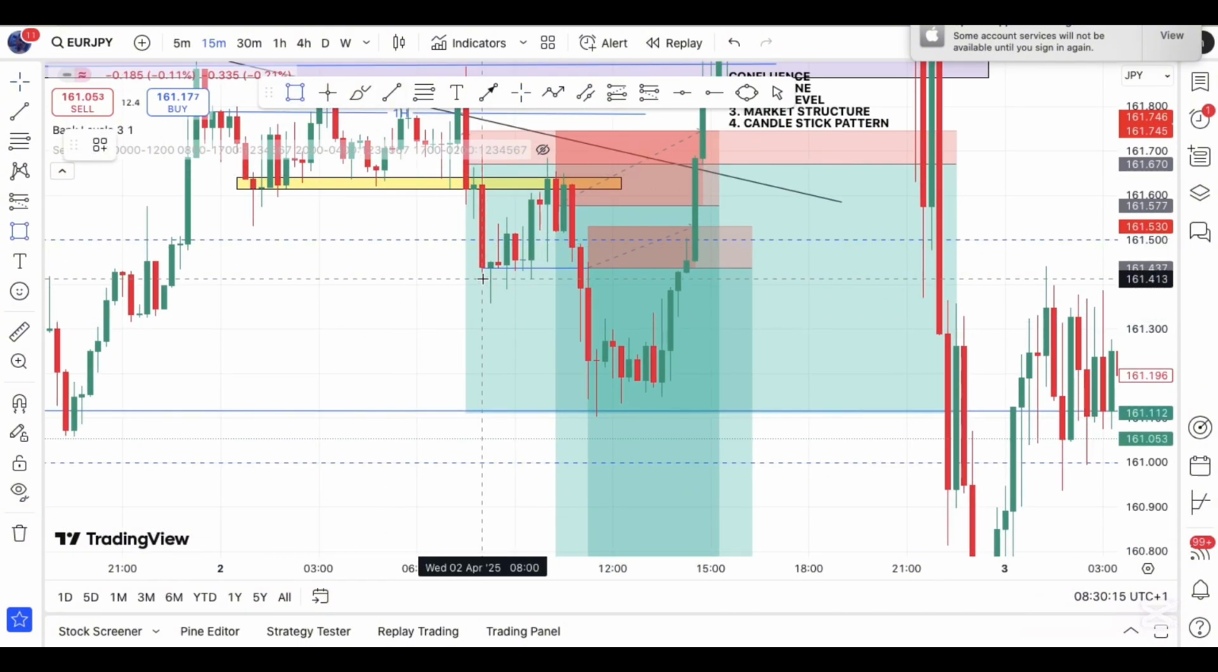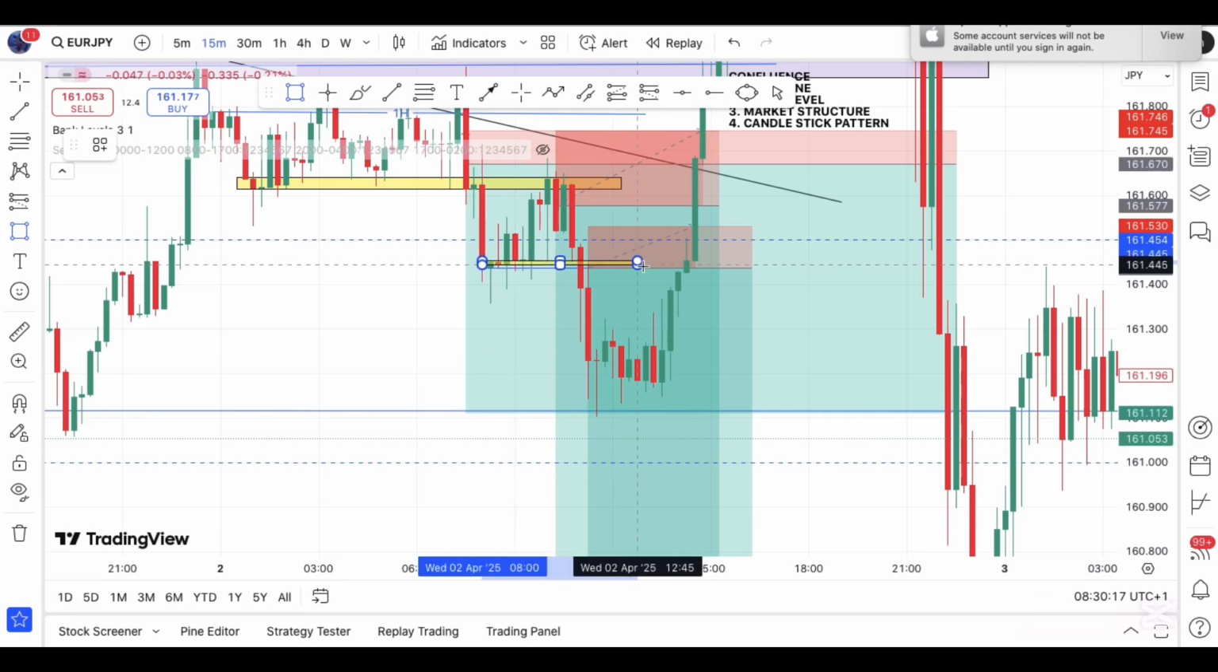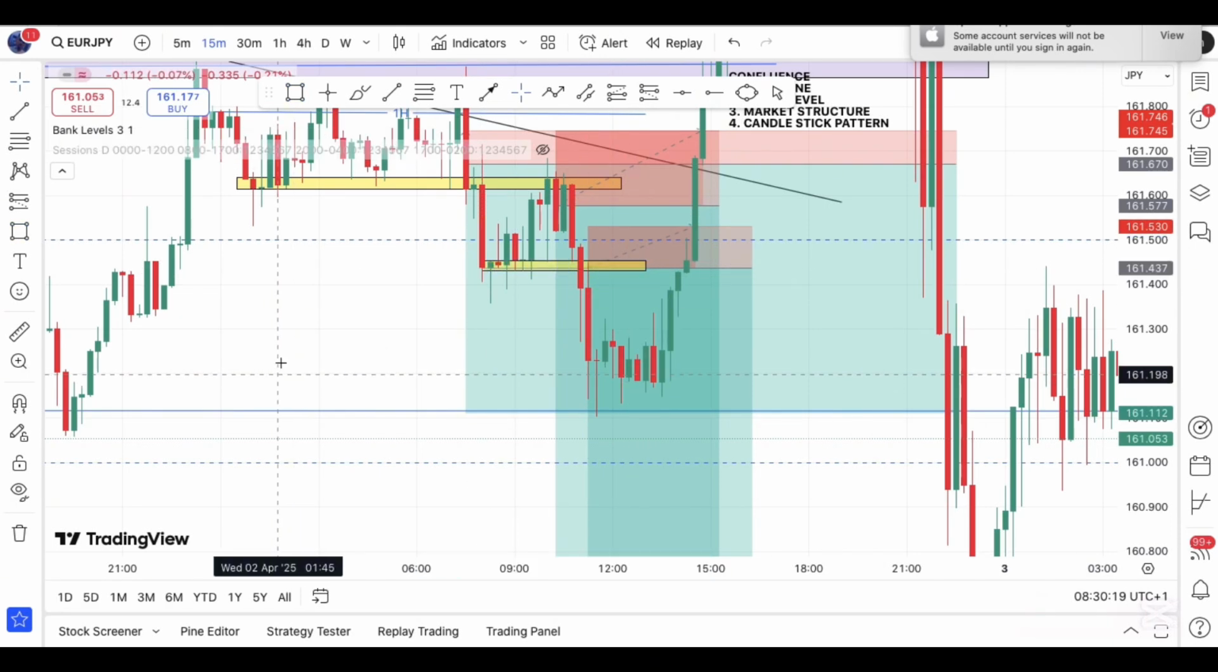It's still the same thing, it's just the zone. This is the zone here. My stop loss just needs to be above that zone.